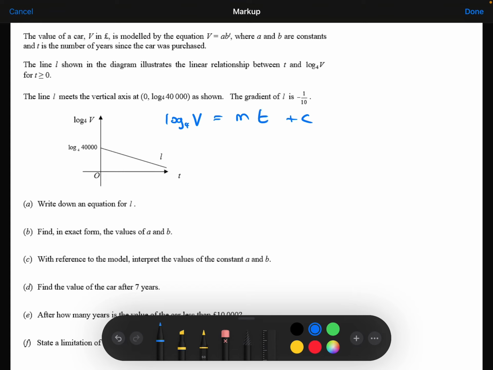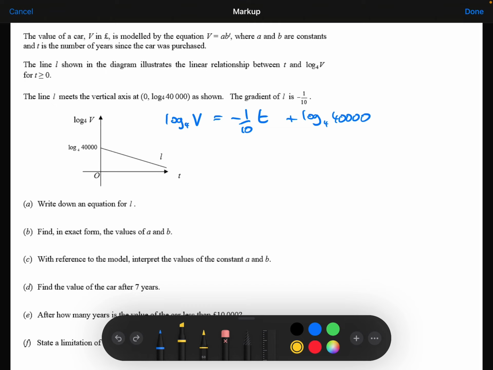We've also been told that the gradient is minus 1/10, so we'll have that. And we know that the y-intercept is log base 4 of 40,000. So there we go, we've got our linear relationship y equals mx plus c. That's part A done.